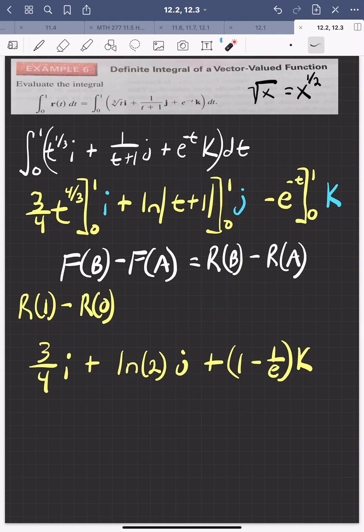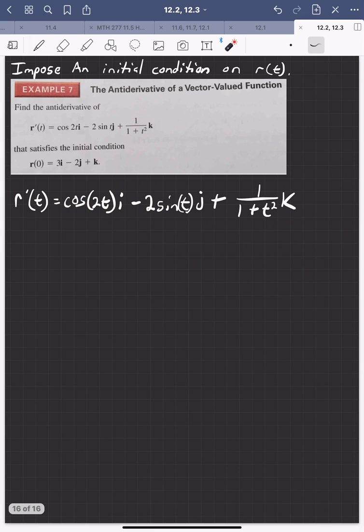The last problem is, let's now impose some type of condition on our problem. So let's look at this last example. Notice now, of course, we have r prime. So let's add some context. Like, we know how fast something's moving, right? We know its velocity. But yet we're really interested in position, right? So what we're doing is integrating to get back to a position function from our velocity function.